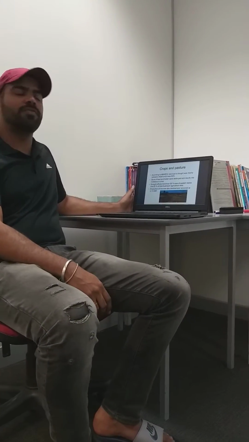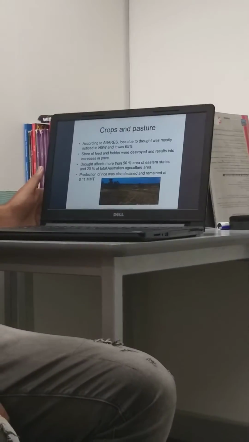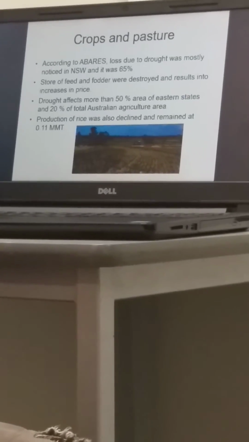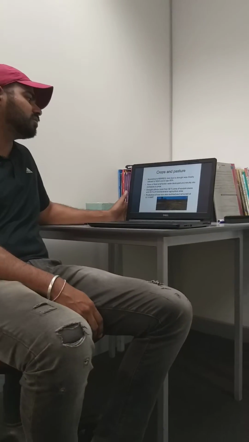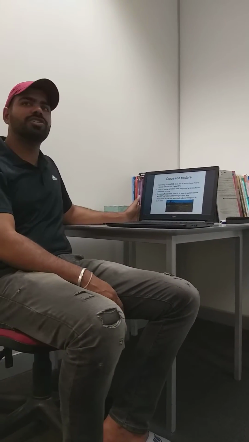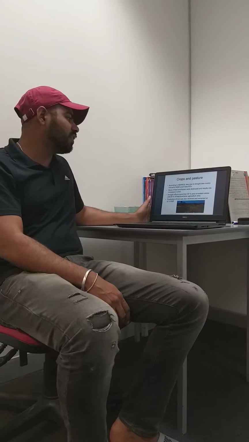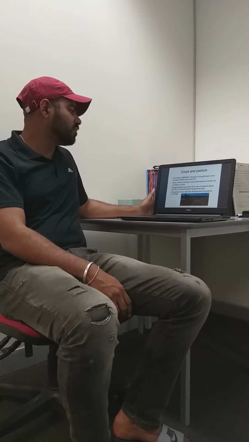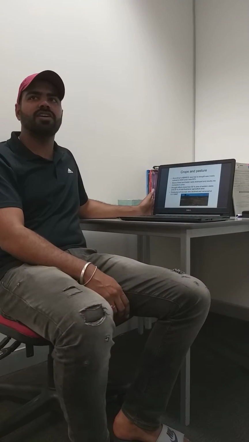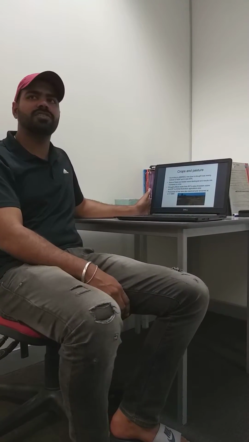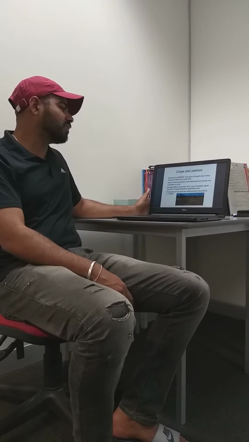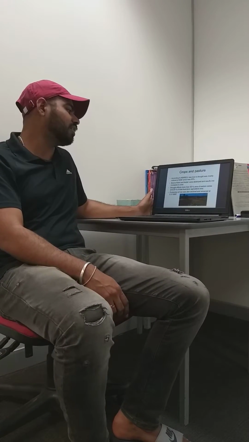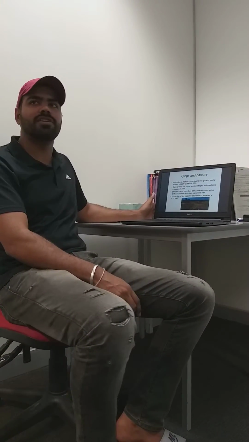Next one is crop and pasture. According to the Australian Bureau of Agricultural and Resource Economics and Sciences, loss due to drought was mostly noticed in New South Wales, and it was 65%. Stores of feed and fodder were destroyed, resulting in an increase in price. Drought affects more than 50% of the area of eastern states and 20% of the total Australian agriculture area. Production of rice also declined and remained at 0.11 million tons.